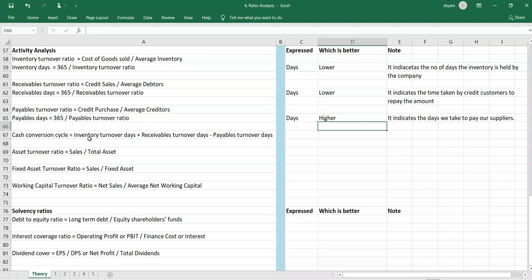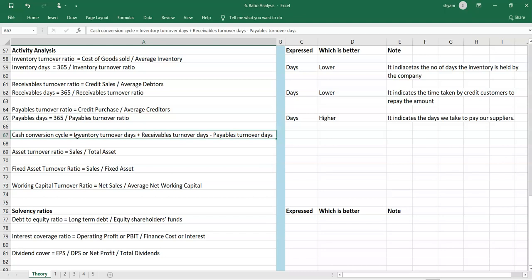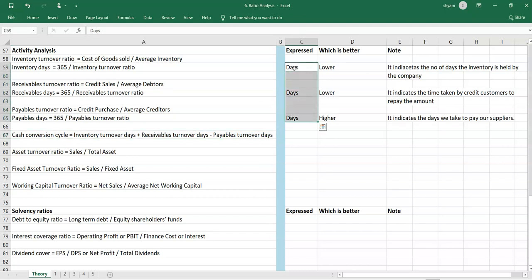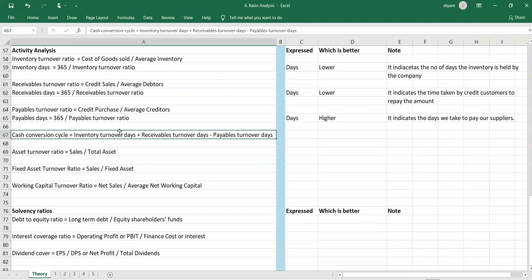The next one is cash conversion cycle. Here you take the days you computed earlier. You add the inventory days and the receivable days, the days your money is stuck as inventory and as credit sales, and you reduce the payable days, the days the supplier's money is locked with you. So that's the idea here.